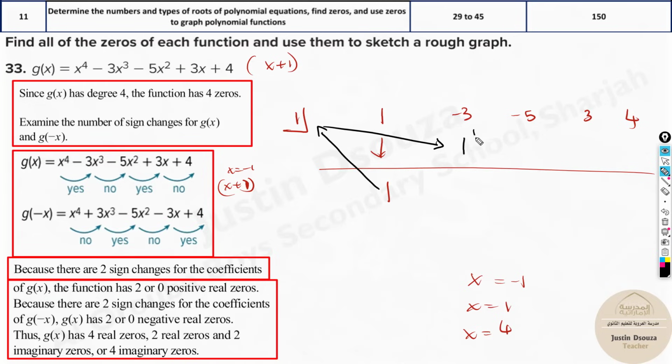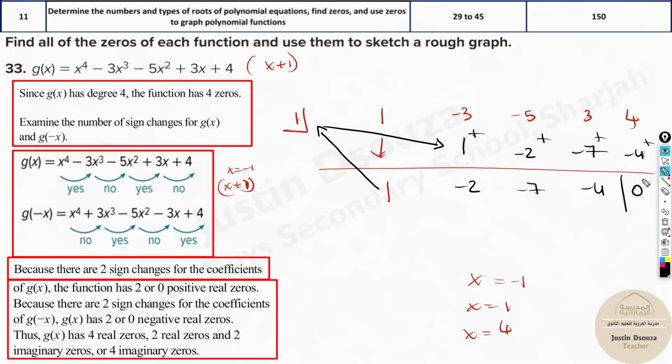1 times 1 will be 1. Add it up, you'll get negative 2. Negative 2 times 1 is negative 2 itself. Add it up, you'll get negative 7. Multiply it over here, you will have negative 7. And now when you add it up, it'll be minus 4. Minus 4 times 1 is minus 4. Add it up, it's 0.